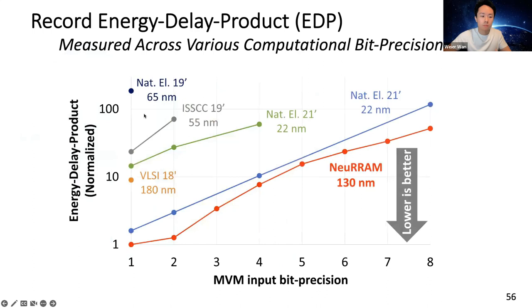But here, I would just like to briefly highlight several main results measured from NeuRRAM. First, in terms of energy efficiency, we measure its energy delay product, or EDP, for performing neural network inference. The NeuRRAM chip can consistently achieve the lowest EDP across various computational bit precisions among all the existing RRAM PIM chips, although this NeuRRAM chip is actually fabricated using an older technology node.